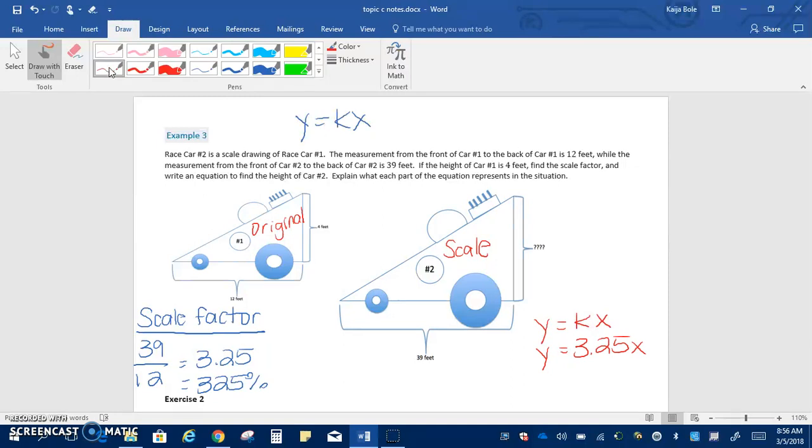So now if we're trying to find the height of our scale drawing, we're going to use the one from our original, and it's the same idea of what we did in that first lesson. It's going to be 3.25 times 4, and when you multiply that, that gives you 13. So that means the height of our scale drawing would be 13 feet. So the equation is just another way to represent our scale factor and all the things we've been doing from the first few lessons.